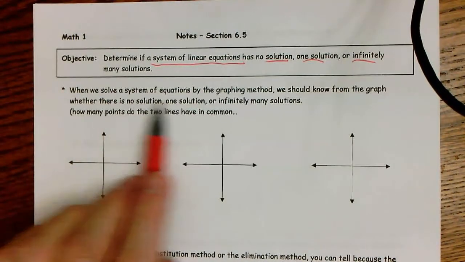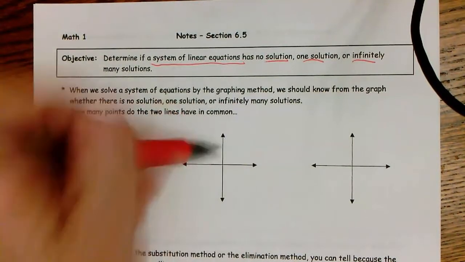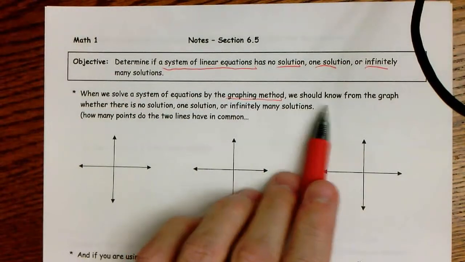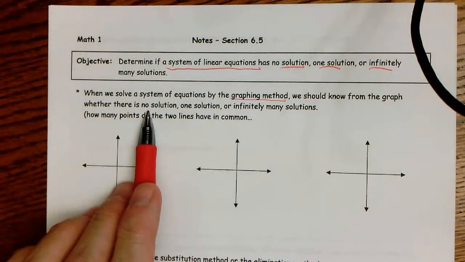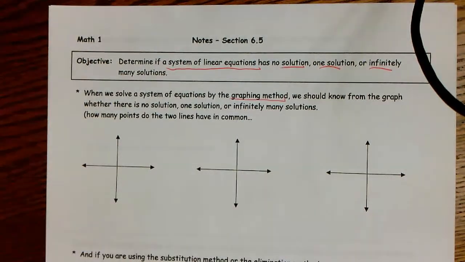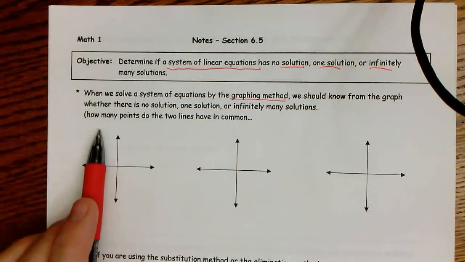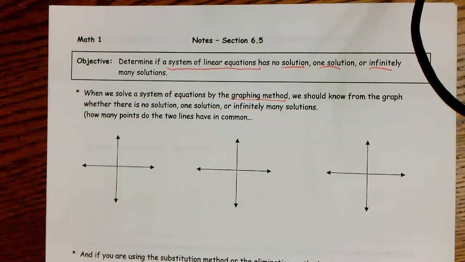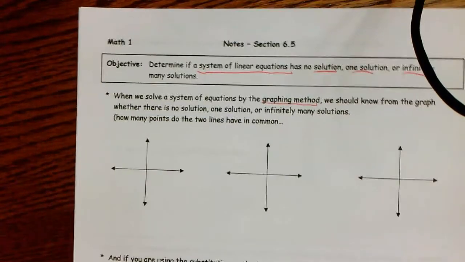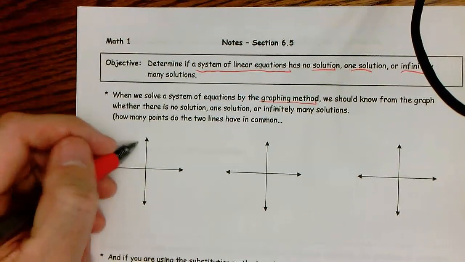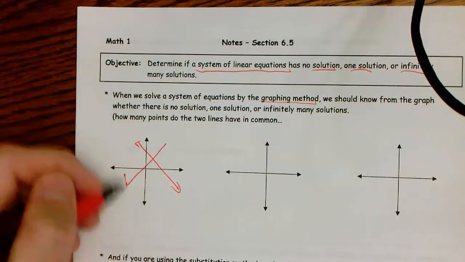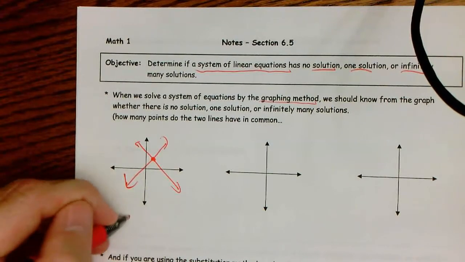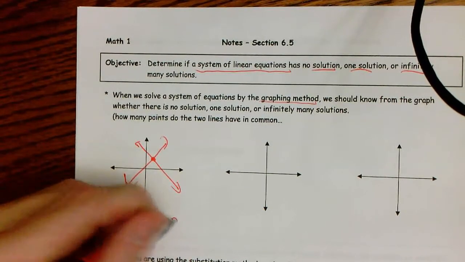So when we solve a system of equations by the graphing method, we should know from the graph whether there is no solution, one solution, or infinitely many solutions. And that is based on how many points the two lines have in common. That is how many solutions there are. So if you graph the two lines and they cross, that would tell you that there's one solution to that system.